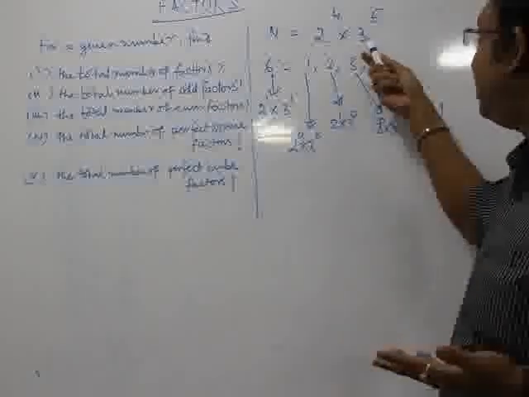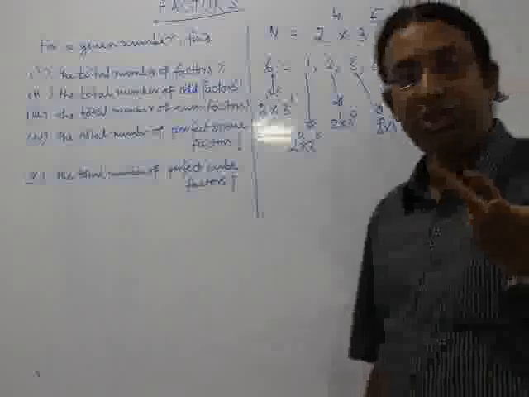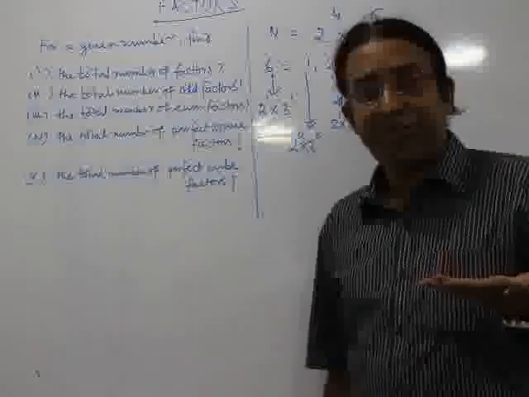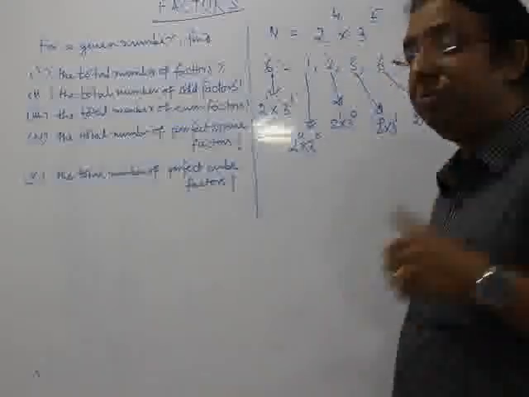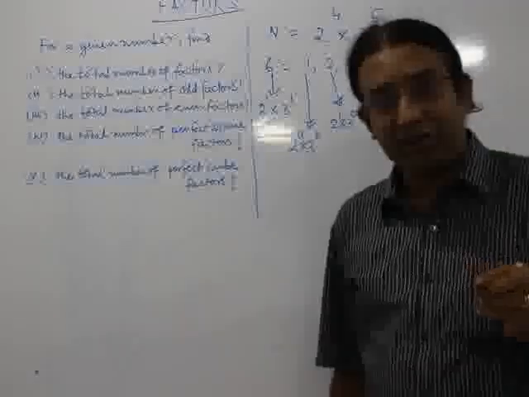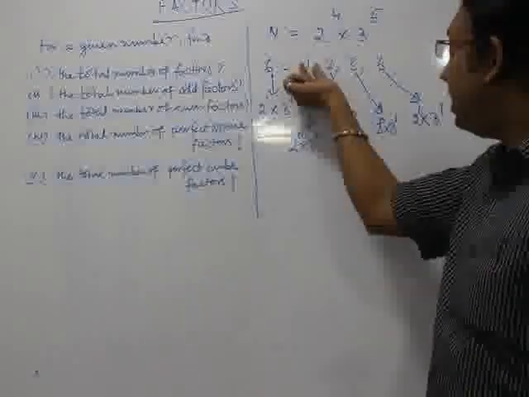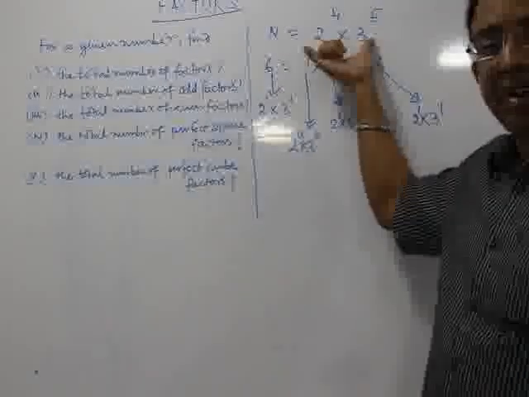Similarly for this one, I can see that there are 5 different powers of 3: 3 to the power 1, 2, 3, 4 and 3 to the power 5. But actually there are 6, because we need to consider 3 to the power 0 as one of the powers. Because if we do not consider 3 to the power 0, then 1 cannot become a factor of this number.